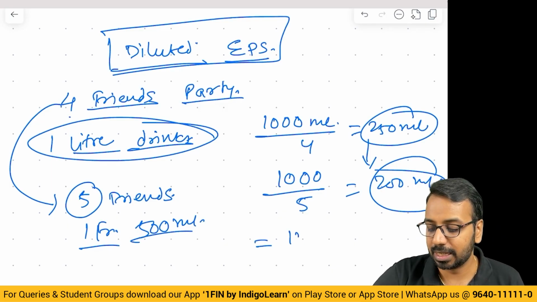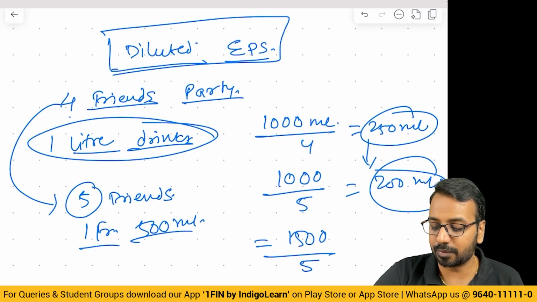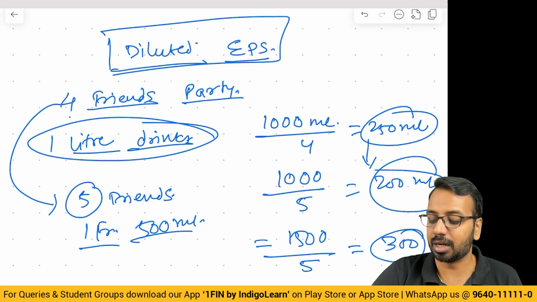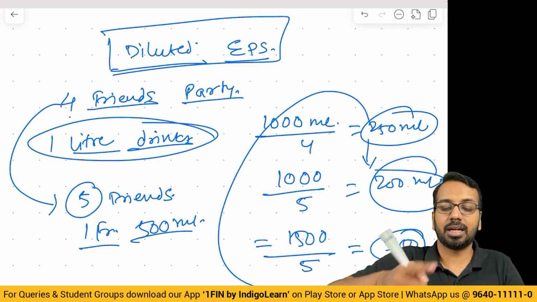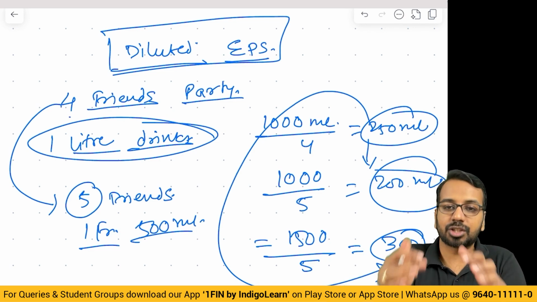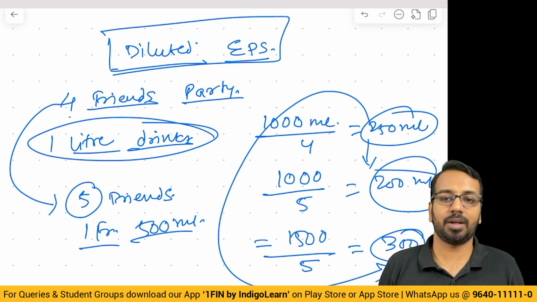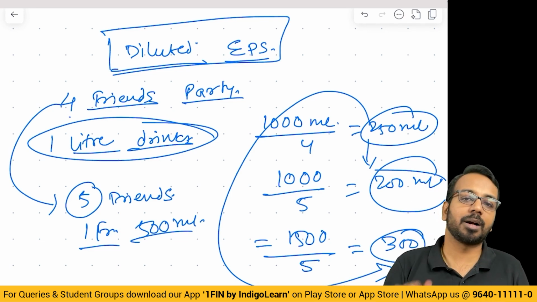Then what happens? 1500 divided by 5, each one of you gets 300. Here your share has increased. So when your share has increased, it becomes anti-dilutive. When your share has decreased, it becomes dilutive. When your share has increased, it becomes anti-dilutive.